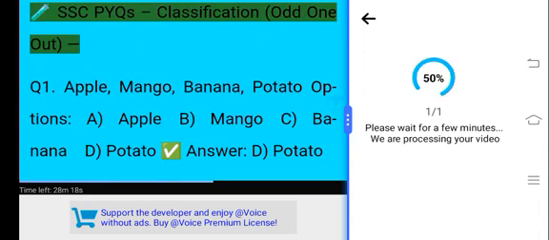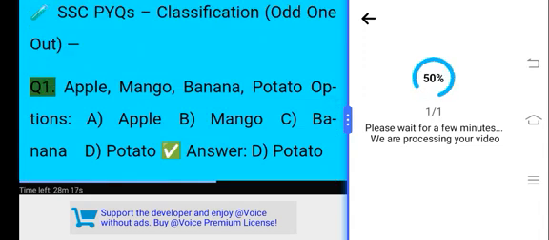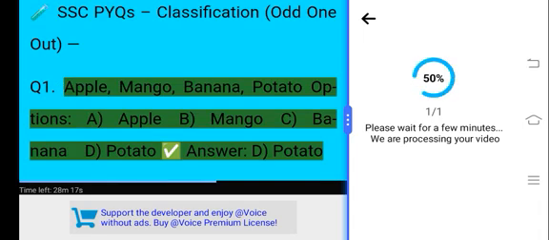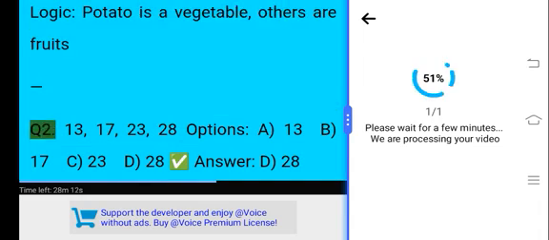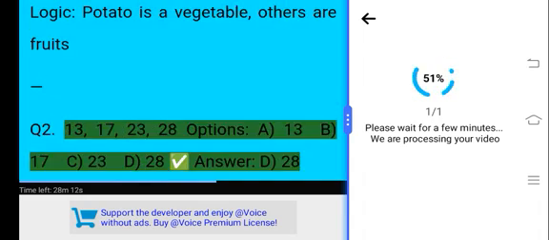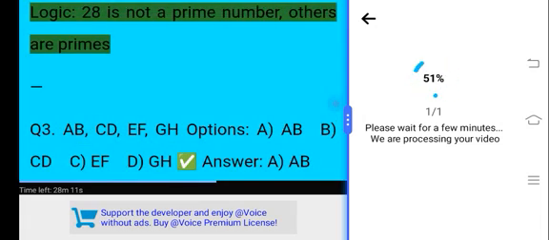SSC PYQs. Classification, odd one out. Q1. Apple, mango, banana, potato. Options: A. Apple B. Mango C. Banana D. Potato. Checkmark answer: D, potato. Logic: potato is a vegetable. Others are fruits. Q2. 13, 17, 23, 28. Options: A. 13 B. 17 C. 23 D. 28. Checkmark answer: D, 28. Logic: 28 is not a prime number. Others are primes.